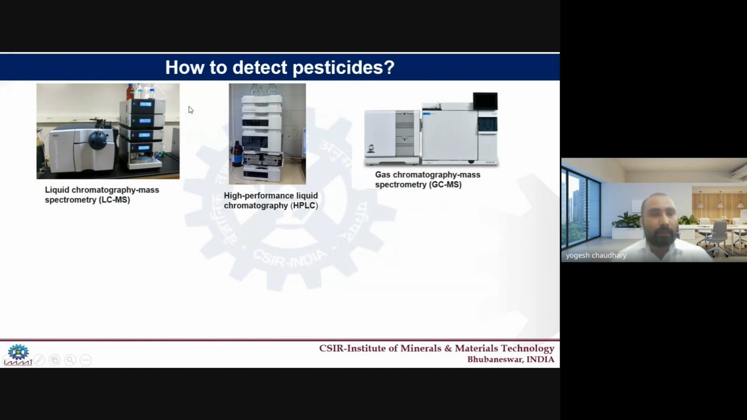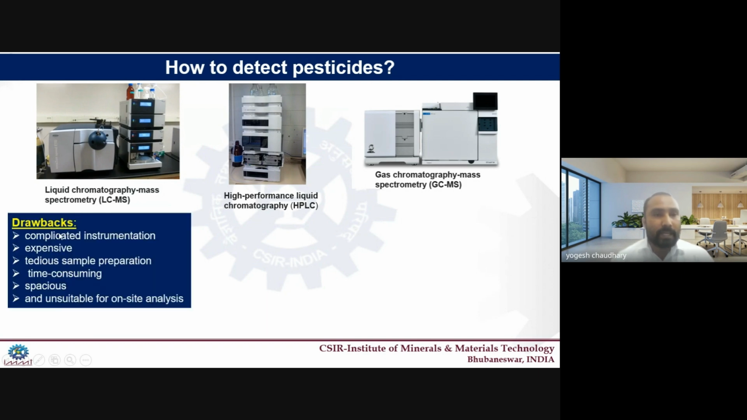Conventional techniques like liquid chromatography, high performance liquid chromatography, and gas chromatography are all conventional techniques that were used for the detection of pesticides. Now, what are the drawbacks of these techniques? The instrumentation is complicated, it takes space and it's time consuming. It needs very tedious sample preparation, and it is unsuitable for on-site analysis.